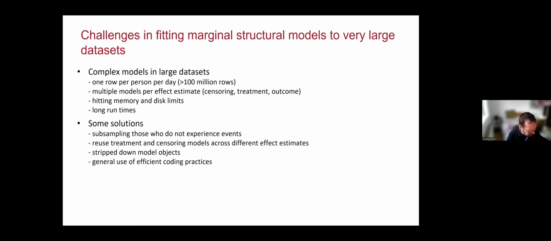Now, as I said, I was insistent that we should use marginal structural models. That's pretty challenging when you're fitting a model to a very large data set. These are complex models. If you have 1 row per person per day during the vaccination rollout, you end up with more than 100 million rows. You're fitting multiple models per effect estimate. You start hitting memory and disk limits, and you have long run times. And Will Hume implemented all sorts of solutions to that, including subsampling people who didn't experience events and then upweighting using inverse probability weights, reusing treatment and censoring models, stripping down model objects, and generally coding efficiently.